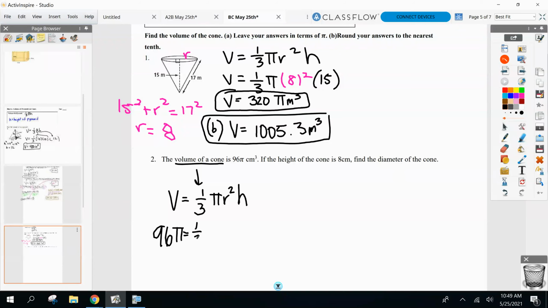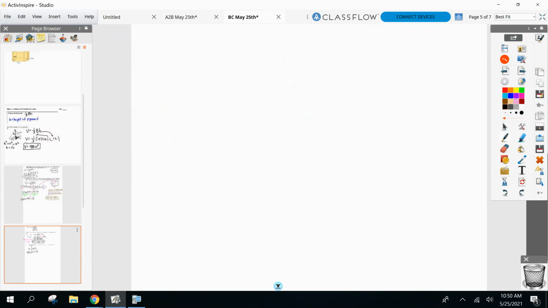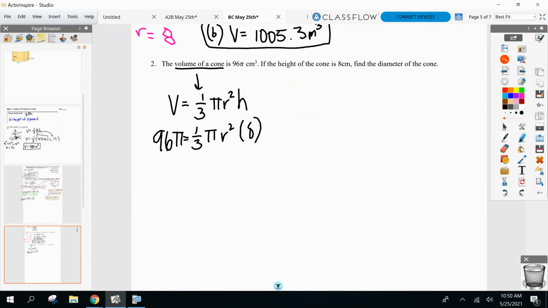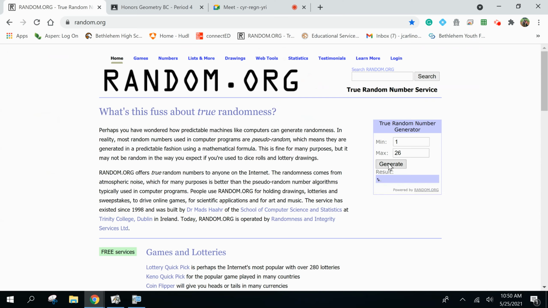Equals 1/3. All right, it looks like we're gonna have to solve for radius to get the diameter. And what's the height? 8. All right, great substitution by myself. Now I need your help solving for r. Look at all those numbers there. Solving for r. Let's see how tough you are algebraically.